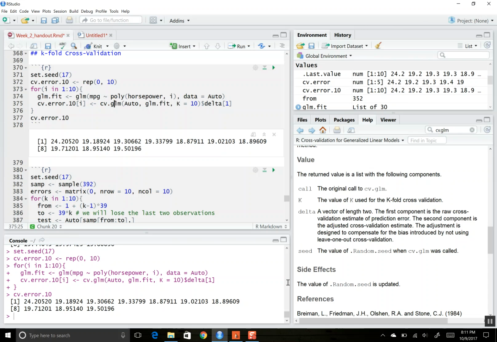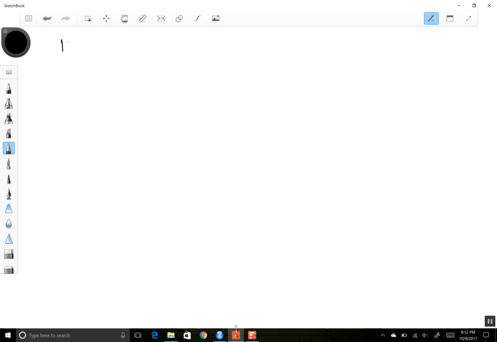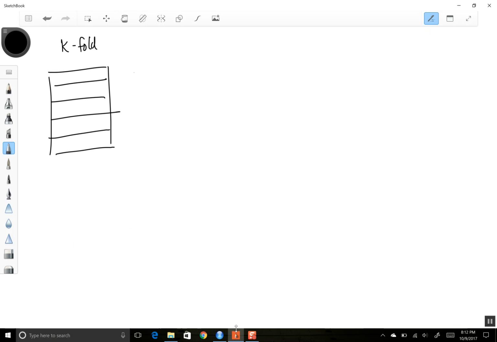I mentioned something kind of, so this was leave one out cross-validation, and then k-fold is basically, you're going to split this into k pieces, right?